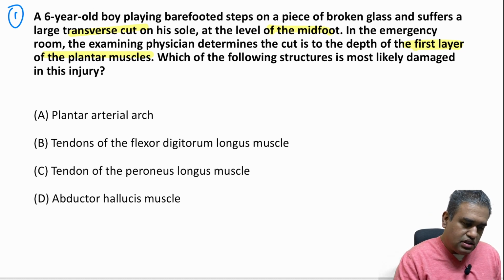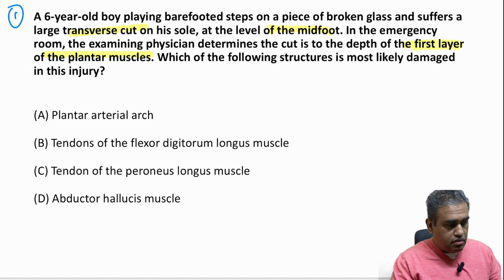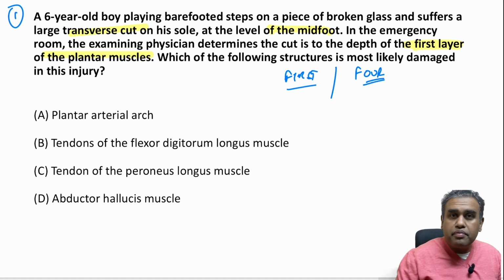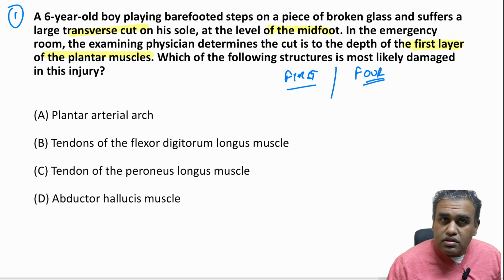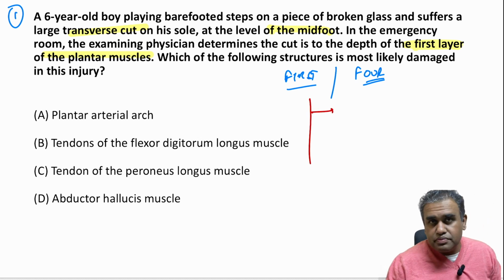So in this particular question, we have to actually identify that there is a cut in the plantar muscle layers, and there is a cut to which layer? To the first layer. How many total layers are there in the sole of foot? There are total 4 layers. Right. So what are the contents of the first layer to begin with? First layer over here will have few muscles.